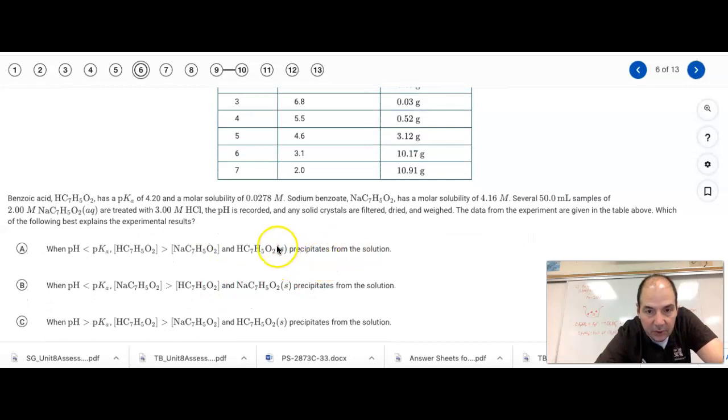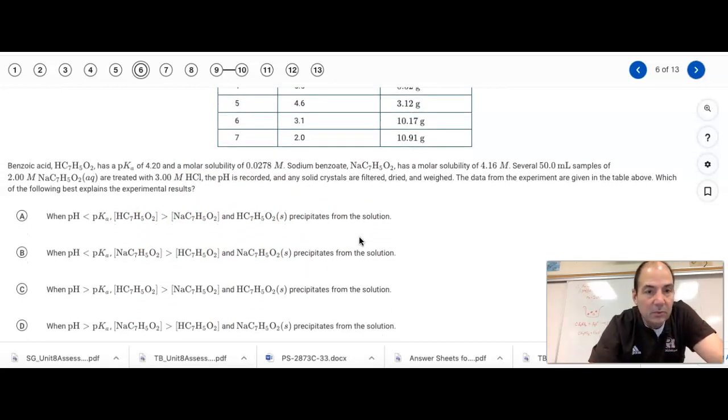Now, as far as precipitation, they told us that we were getting materials, so I wouldn't worry too much about that. But the reason why it's got to be the acid is that the acid has a low solubility, and it has a higher concentration from here, so we'd expect it to precipitate out.